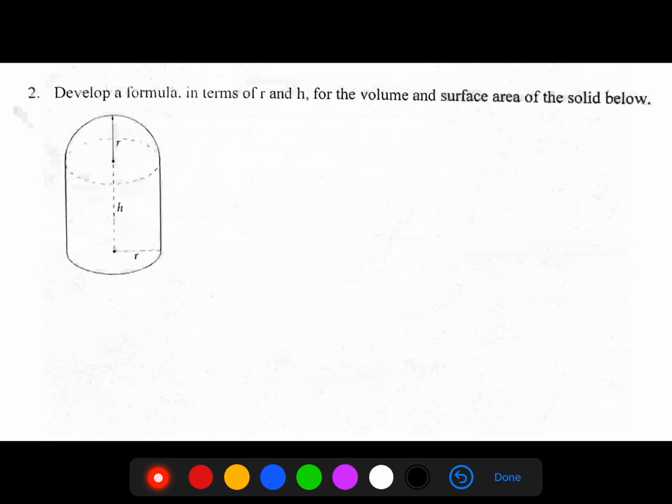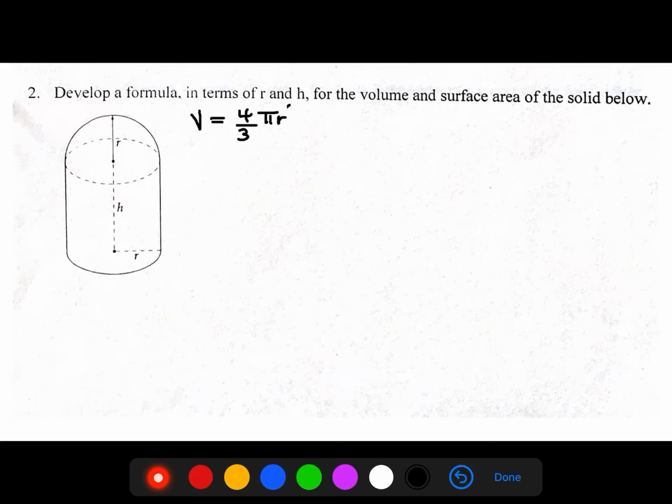Example number 2. Now we have what could be a silo. So this is the shape that we a lot of times see on a farm, with our cylinder and half a sphere on top. What we want to do is come up with our formula for volume and surface area of our shape. So let's start with our volume.